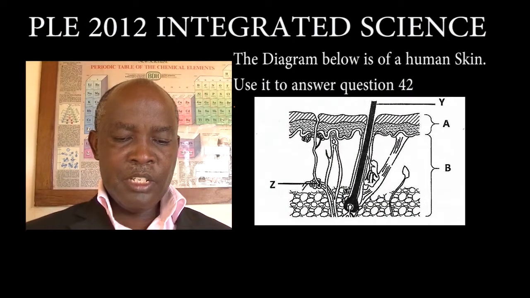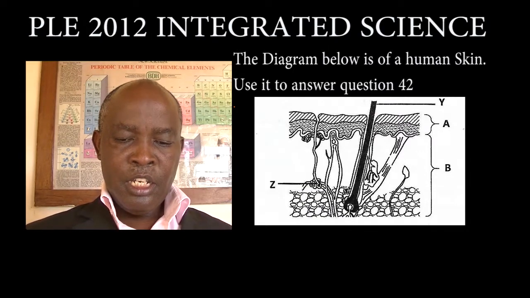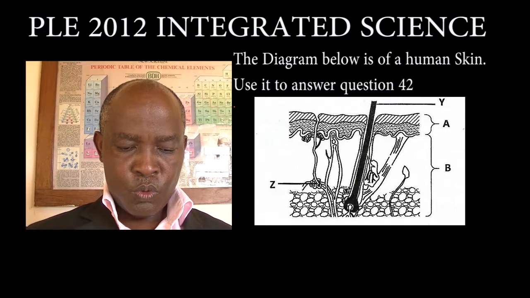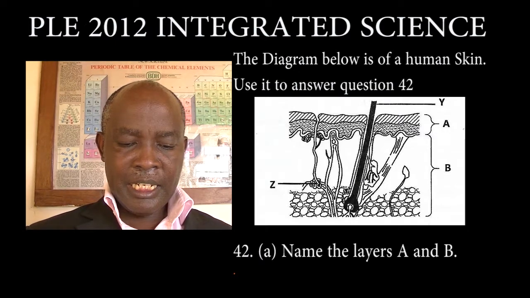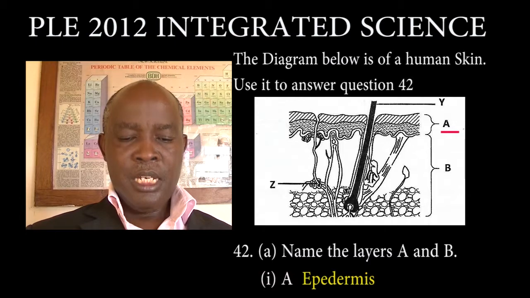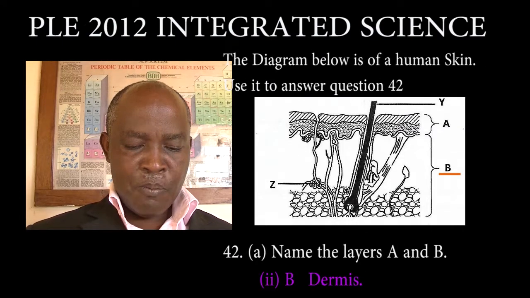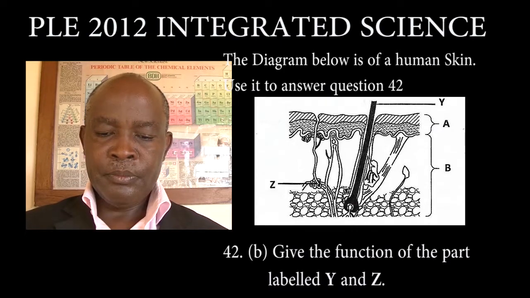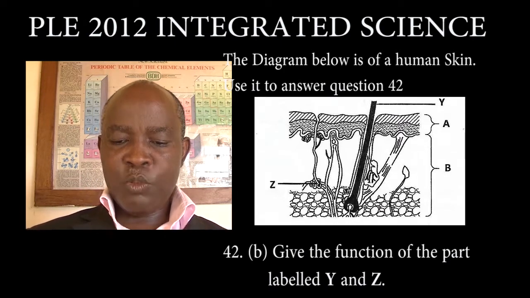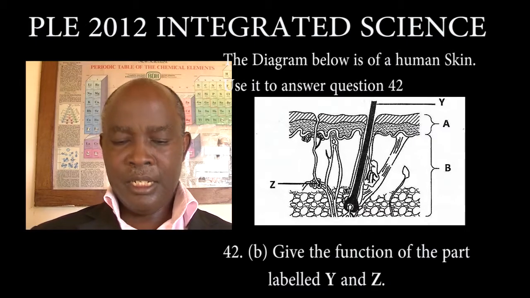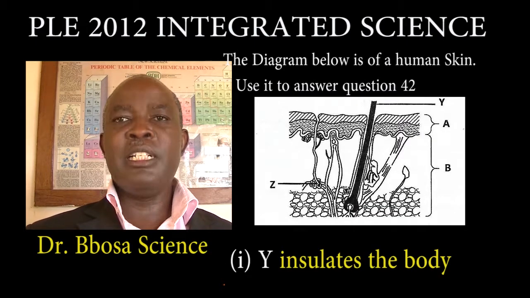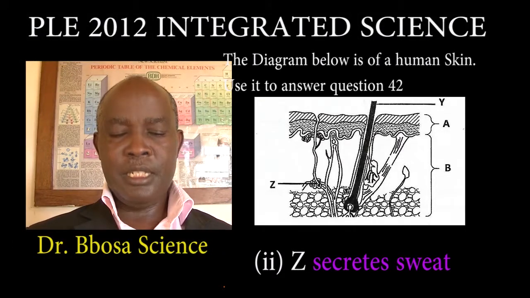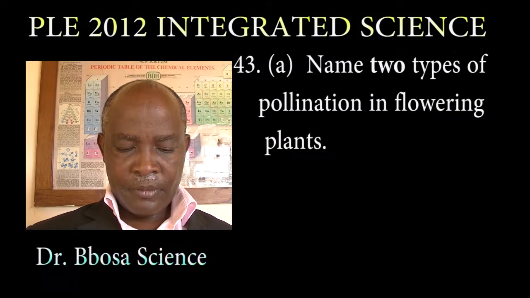The diagram below is of a human skin. Use it to answer question 42. Name the layers A and B. A is epidermis, B is dermis. B. Give the functions of parts Y and Z. Part Y insulates the body, part Z secretes sweat.